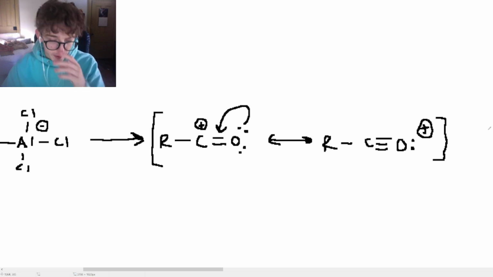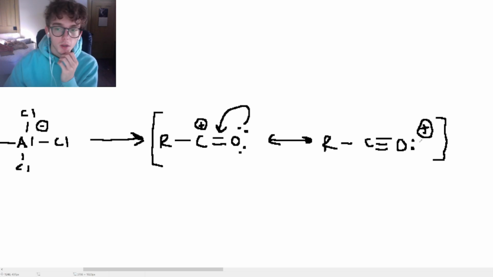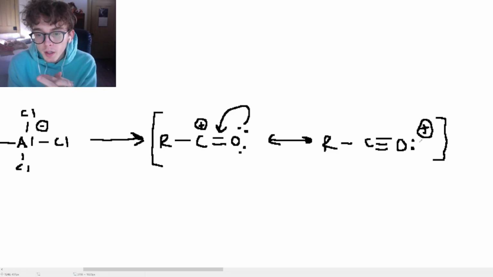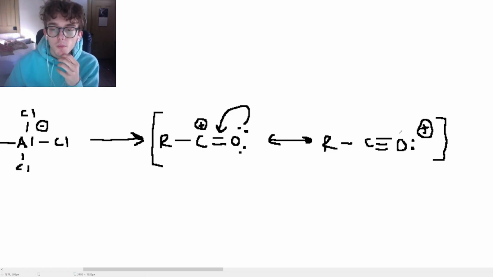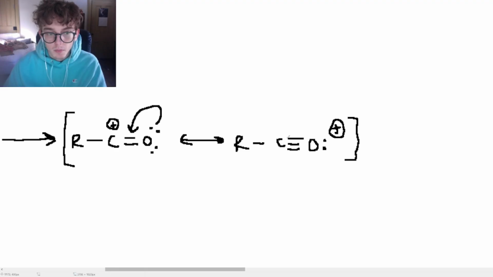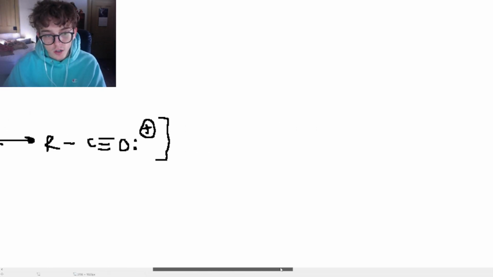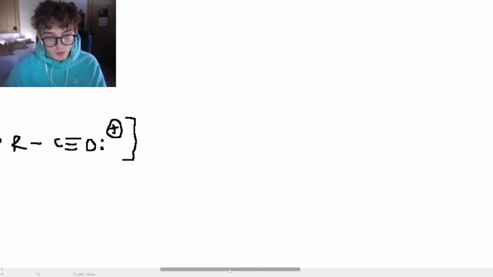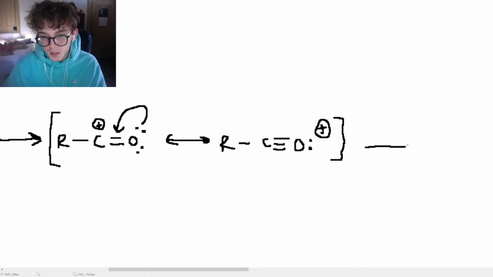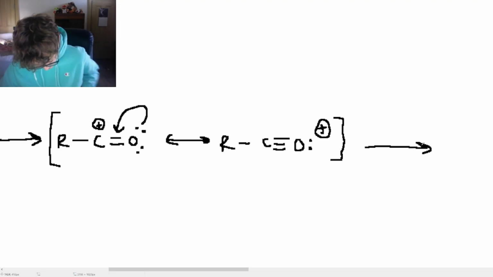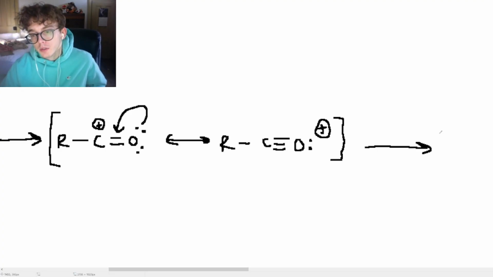But why are you wrong? Let's look. Oxygen has a positive charge. It doesn't really like that, right? But notice how we have more bonds here, and because we have more bonds, it lowers the energy of the molecule. So this is our major resonance contributor here, even though oxygen has that positive charge and doesn't really like it that much, right?